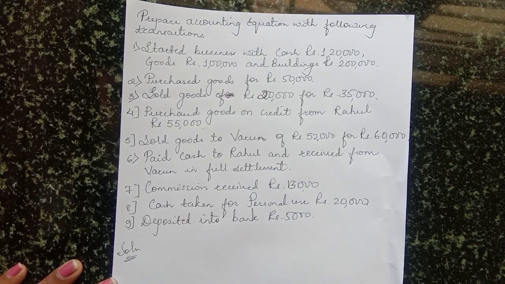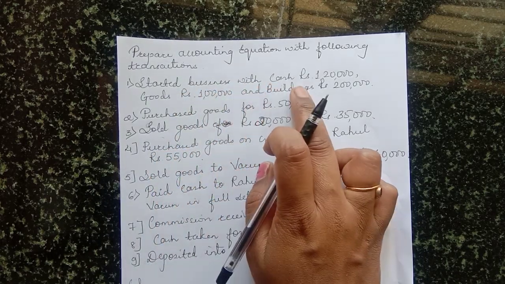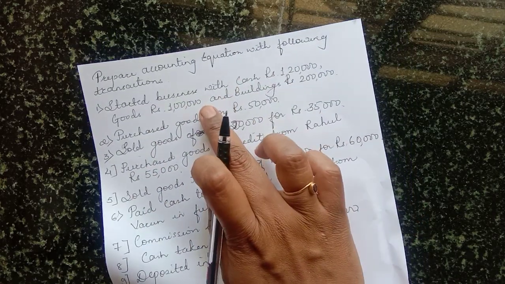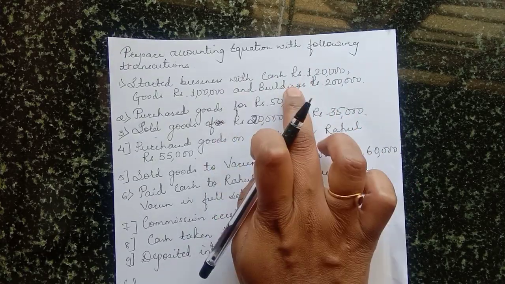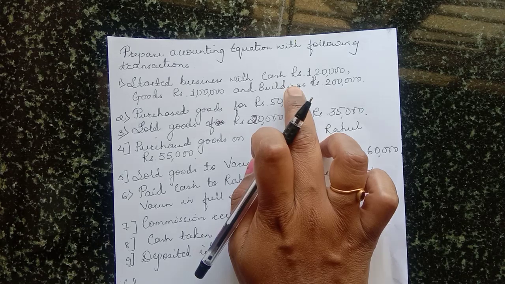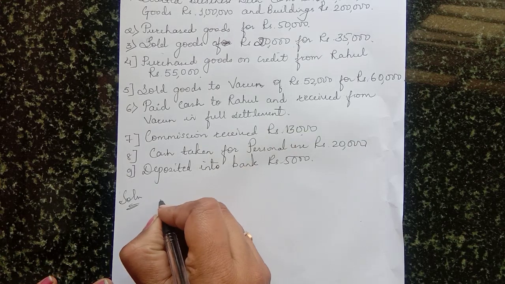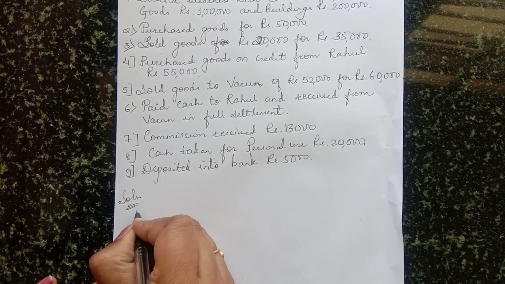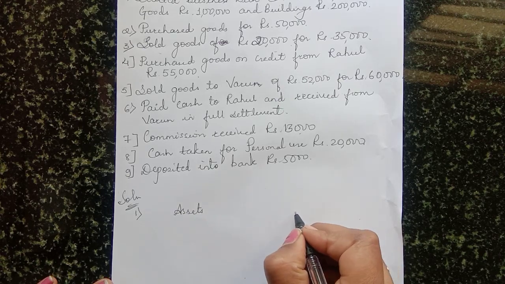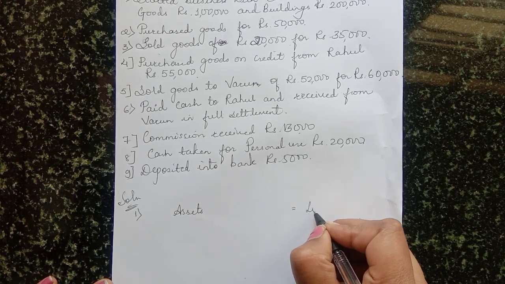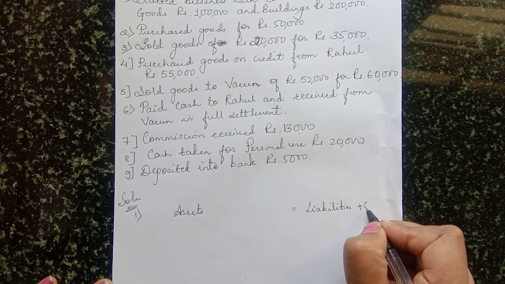Okay, solution. Yes, what is the first transaction? Started business with cash rupees 1,20,000, goods rupees 1 lakh, and building rupees 2 lakhs. So with these 3 items started business. Okay, so how to solve? First write accounting equation. What is accounting equation? Assets is equal to liabilities plus capital.